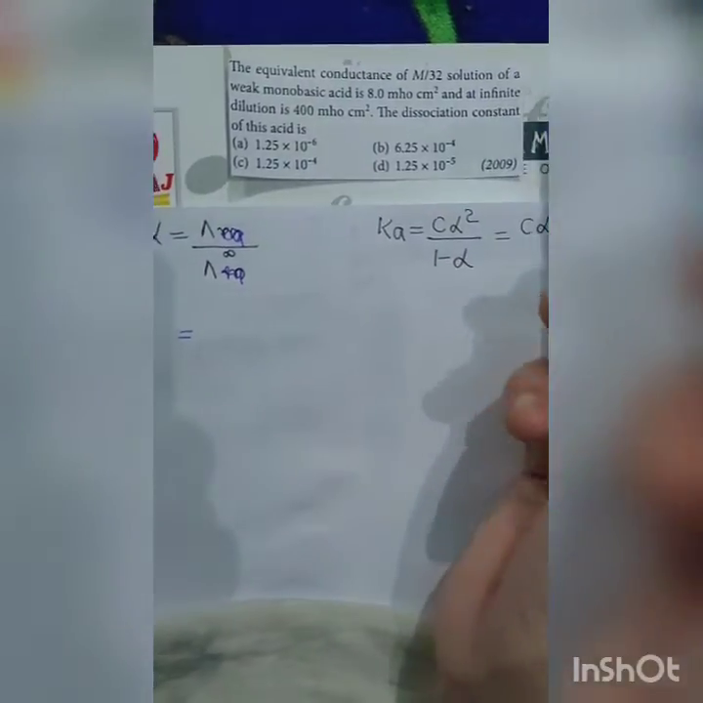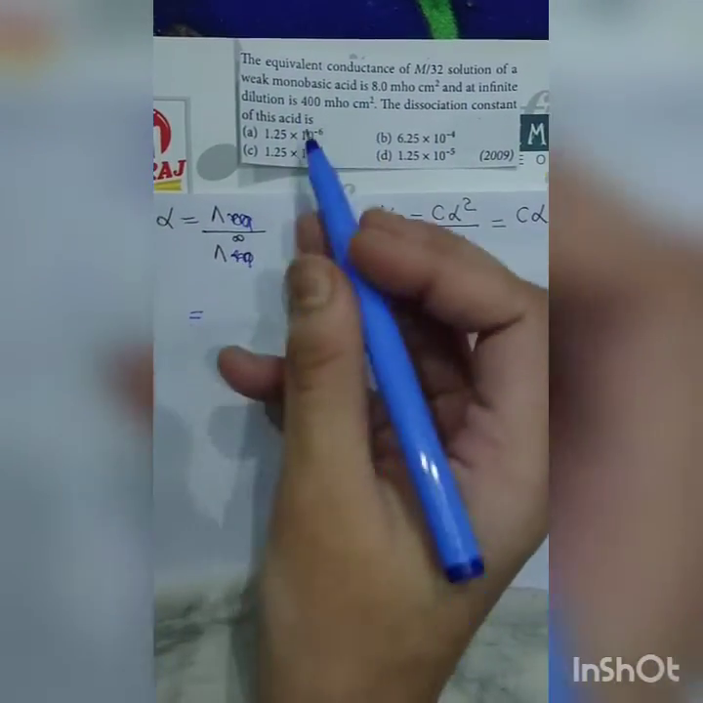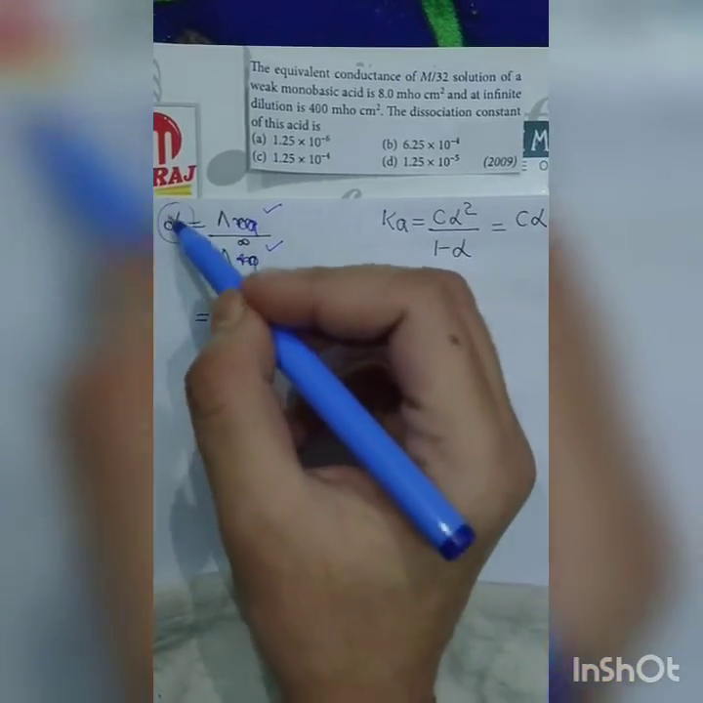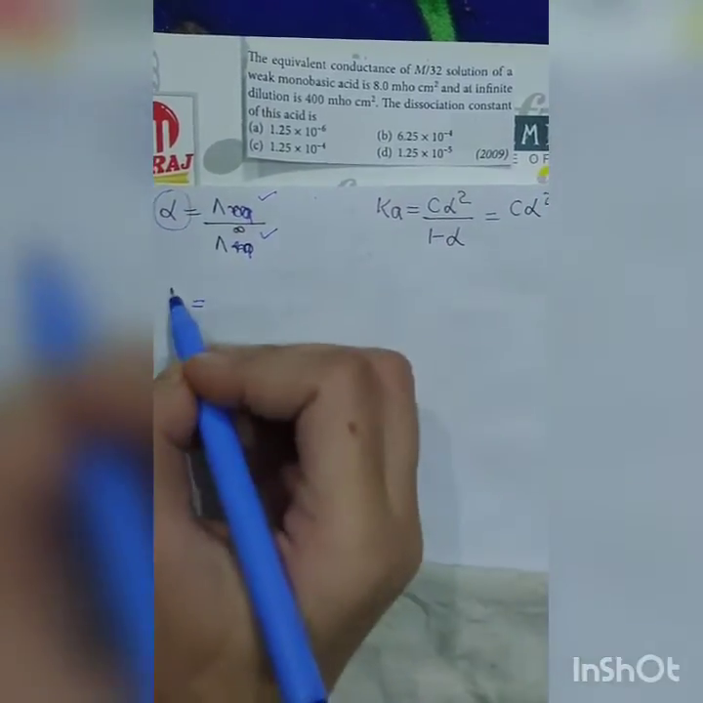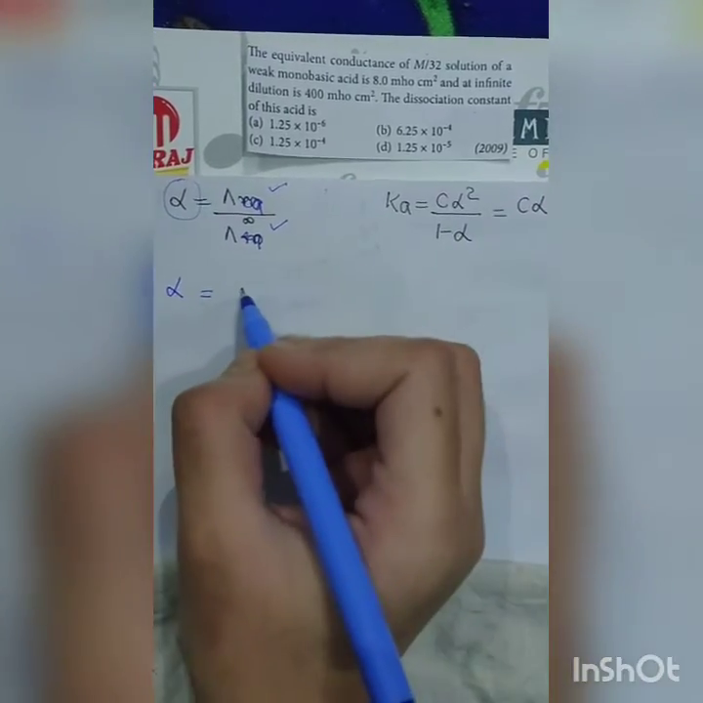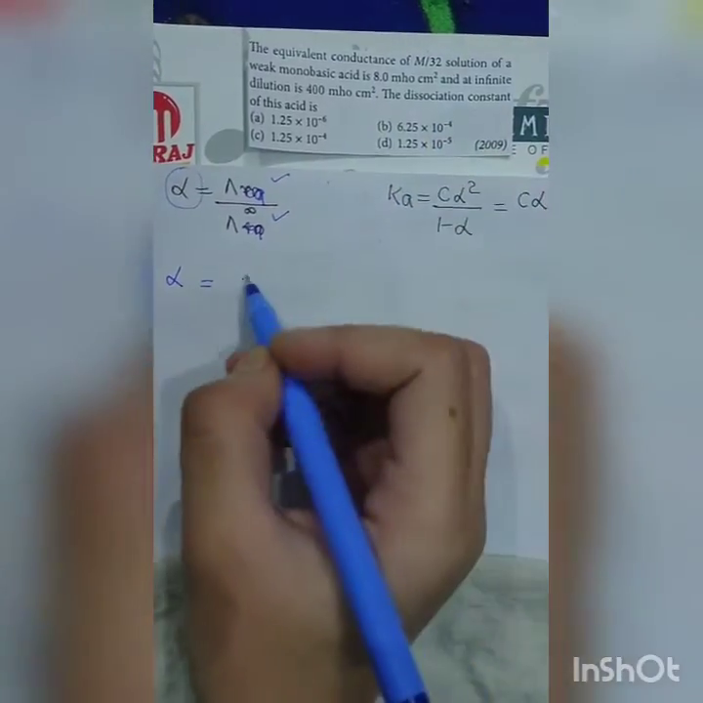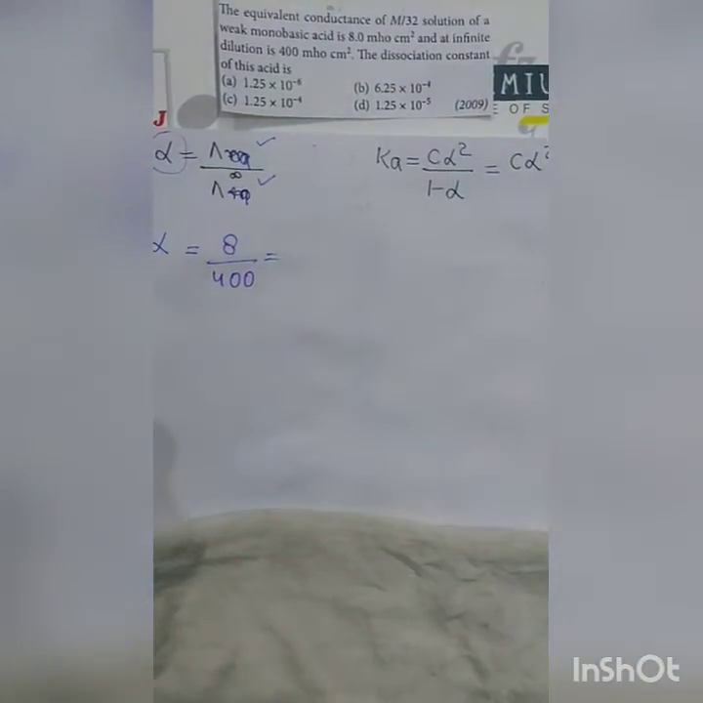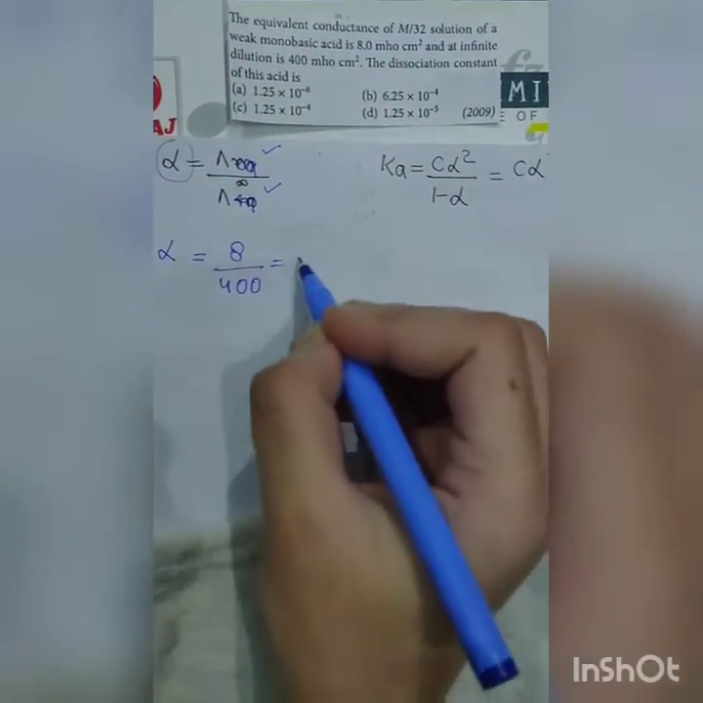Equivalent conductance of M/30 solution is 8. Equivalent conductance is given, and at infinite dilution it is 400. We very well know equivalent conductance upon limiting equivalent conductance gives us the value of degree of dissociation. So पहले हम degree of dissociation निकालेंगे तभी dissociation constant आएगा. This value is how much? 8, and at infinite dilution it is 400. इसको अगर हम solve कर लें, so answer will be 0.02.